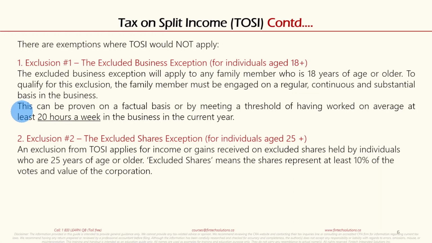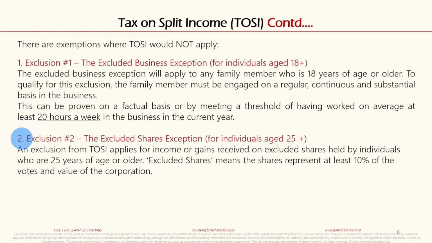So basically, this is the first exclusion, that if they are working and if they have worked approximately that many hours a week, then TOSI rules would not apply in that case, and the individual should be 18 years and older. That's the first one.